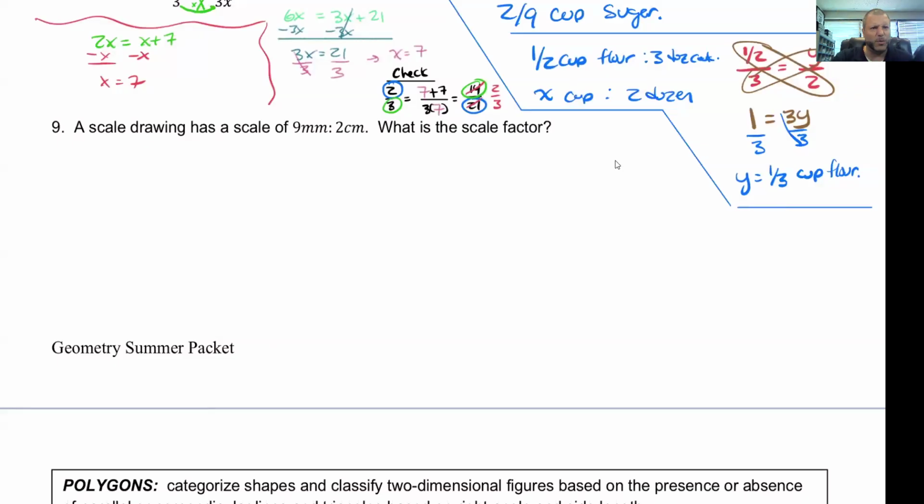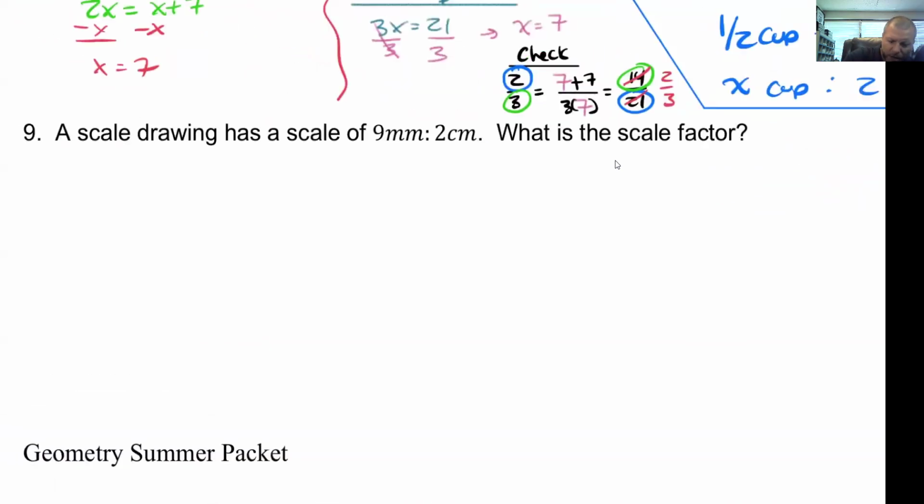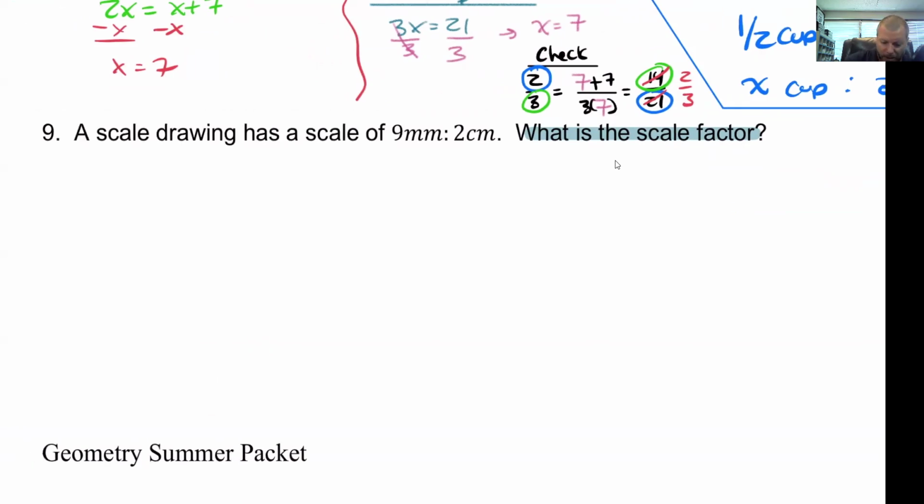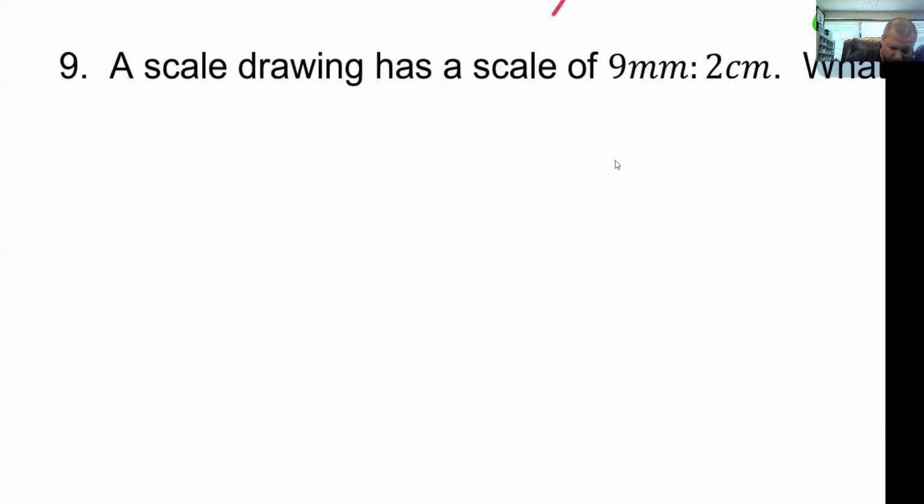And so question 9 is also about knowing a definition. In this question, we need to know the definition of what a scale factor is. A scale factor is just whatever you need to multiply every side of one shape by to get another shape. Let me give you a concrete example.